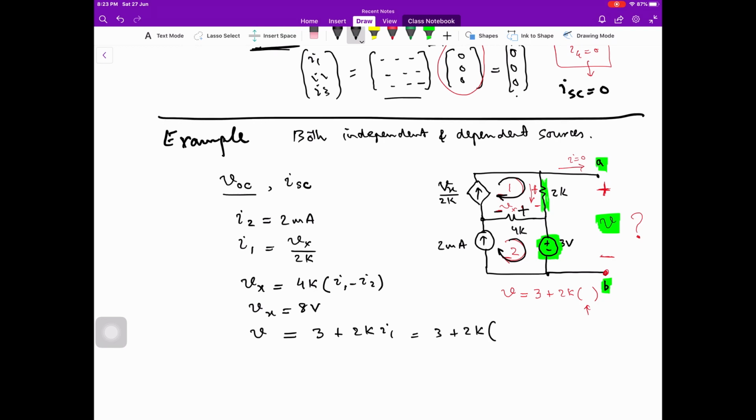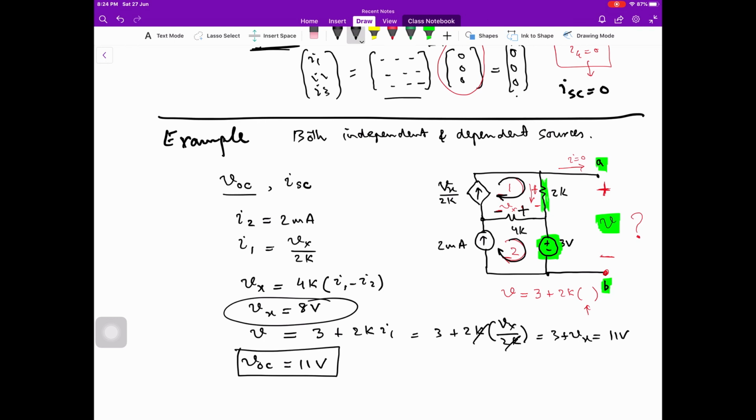So what is I1? I1 is Vx over 2K. As these are cancelled, this is Vx. What is Vx? We have found Vx over here. So this is 11 volt. So our V open circuit is equal to 11 volt.